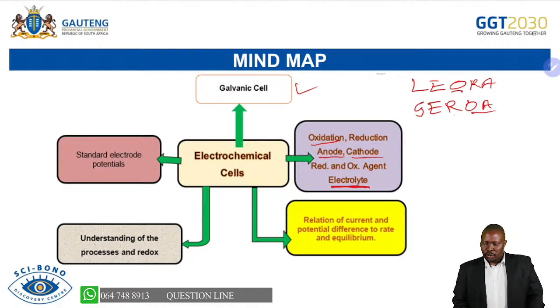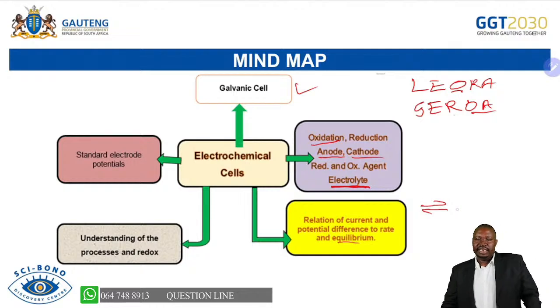We're also going to look at the relation of current and potential difference to the rate and equilibrium. So we still talk about equilibrium. You will have seen that in the table of standard reduction potentials, we are given the sign that we use for equilibrium, for reversible reactions.